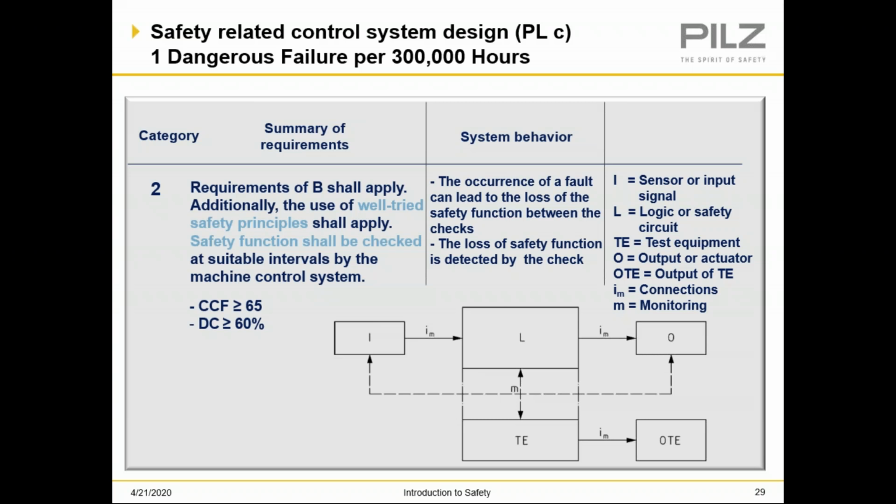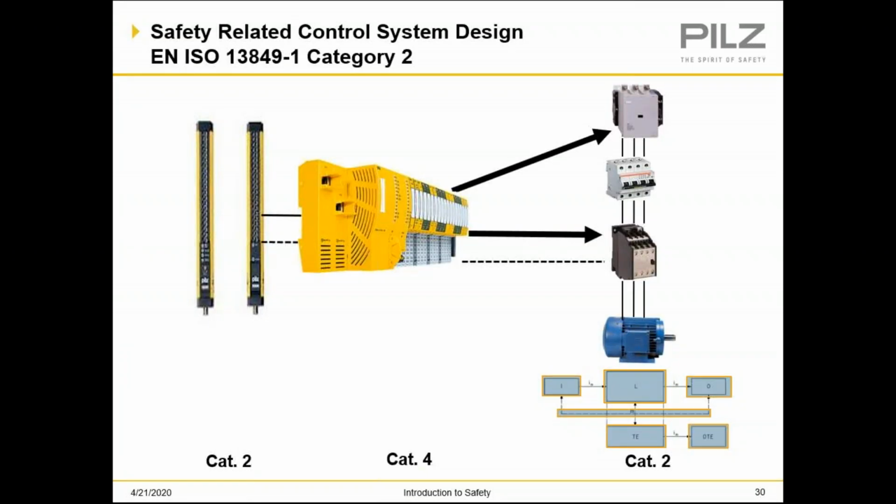So you see some redundancy here with testing, and we're doing a little feedback. Here's how this circuit looks. We've got light curtains, a Cat 2 light curtain tied to the Pilz PSS 4000 safety PLC.